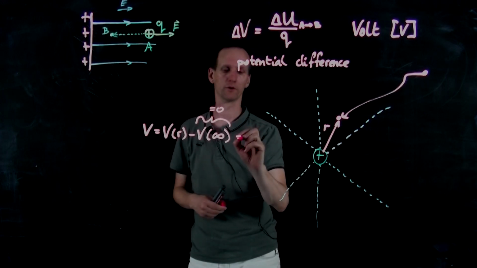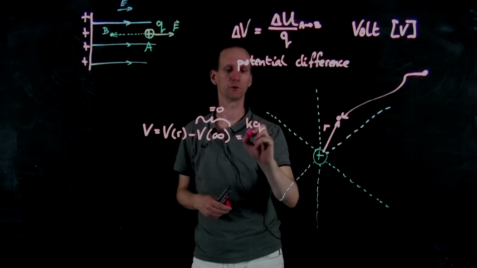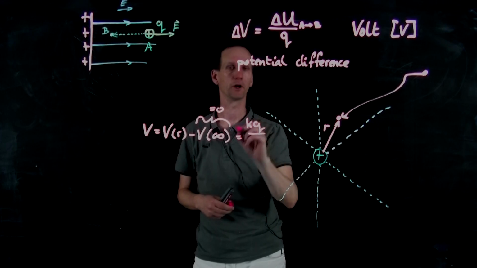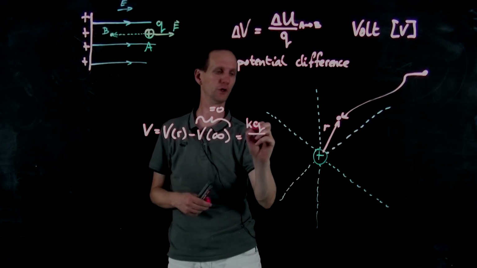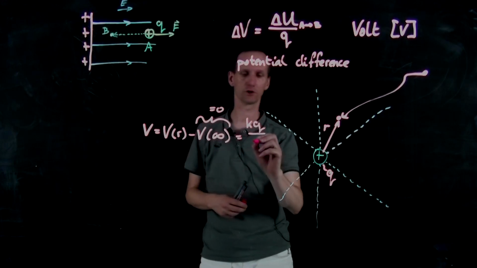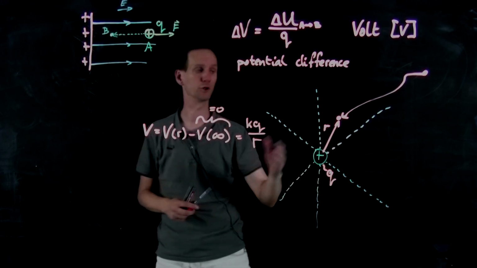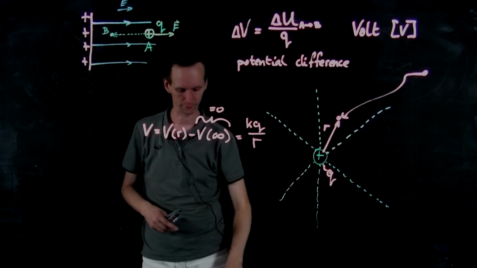And for a single particle, a single charge, this potential is given by the constant k that we've seen before, times the charge on the particle, so this particle here has a charge q, divided by the distance r at which we consider the potential.